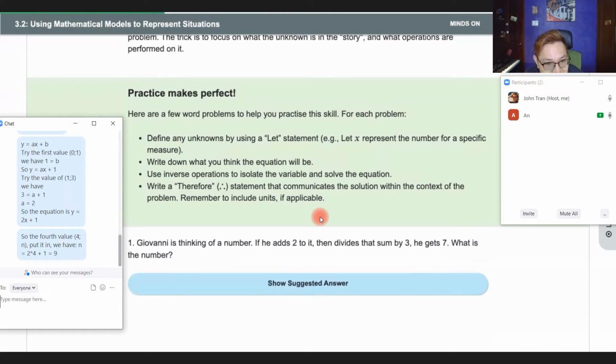Jovian is thinking of a number. If he adds 2 to it, then divides that sum by 3, he gets 7. What is the number? Okay, you do it.